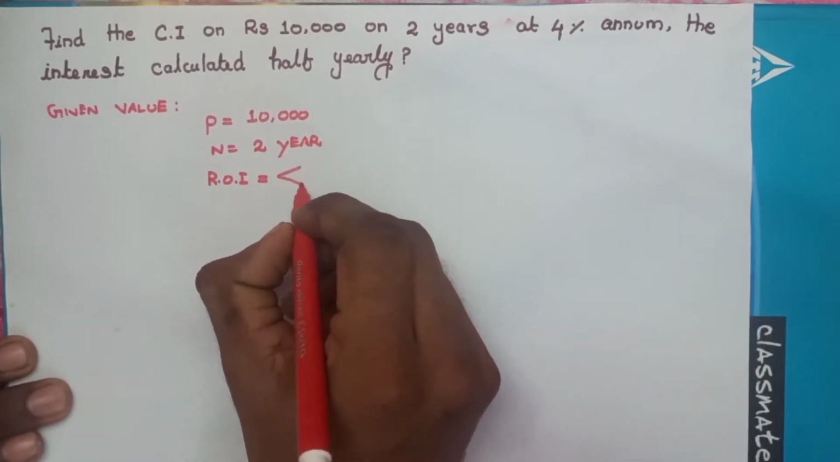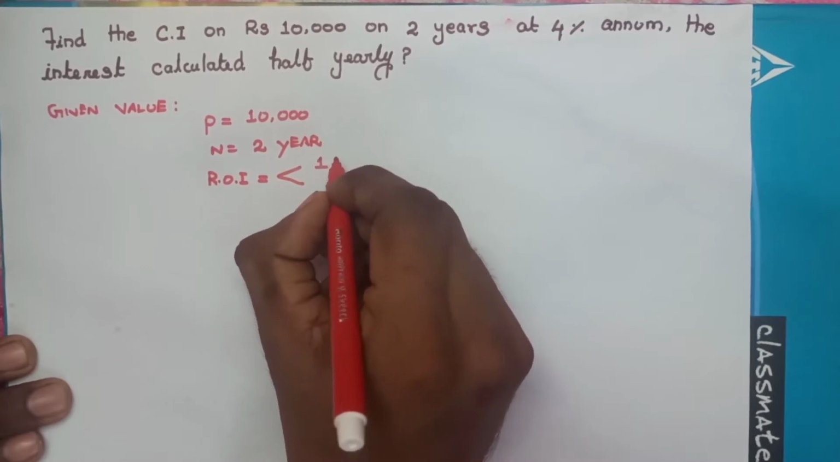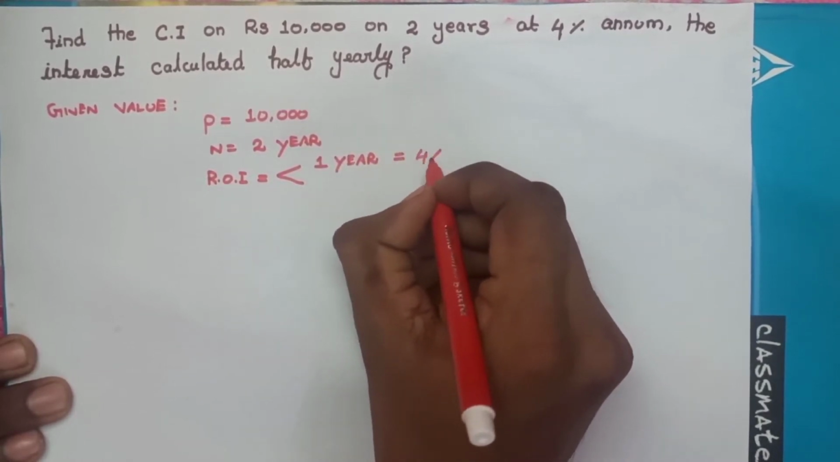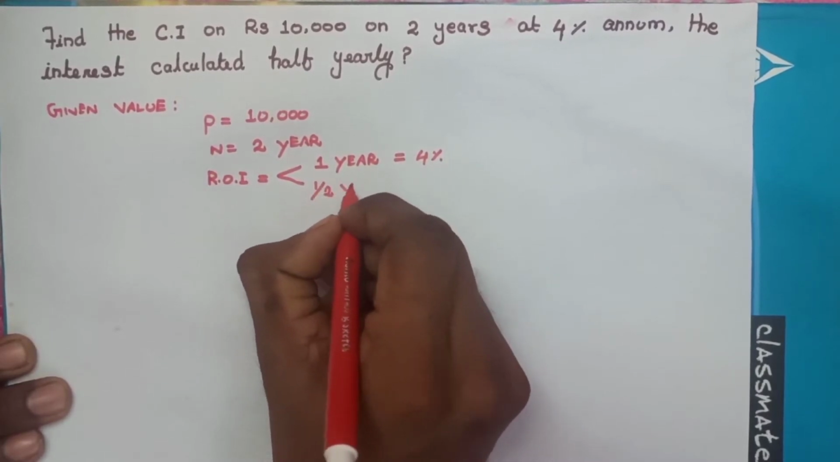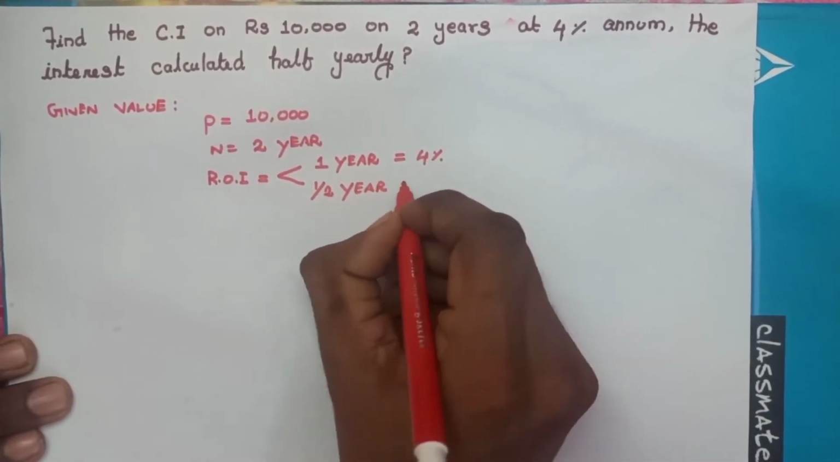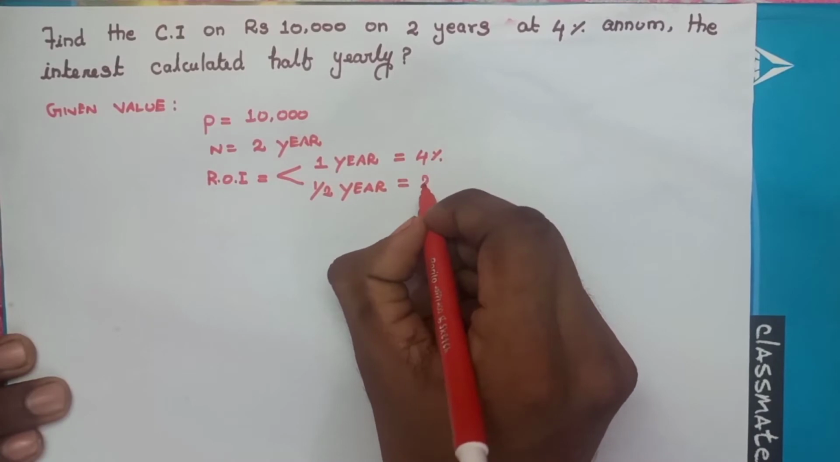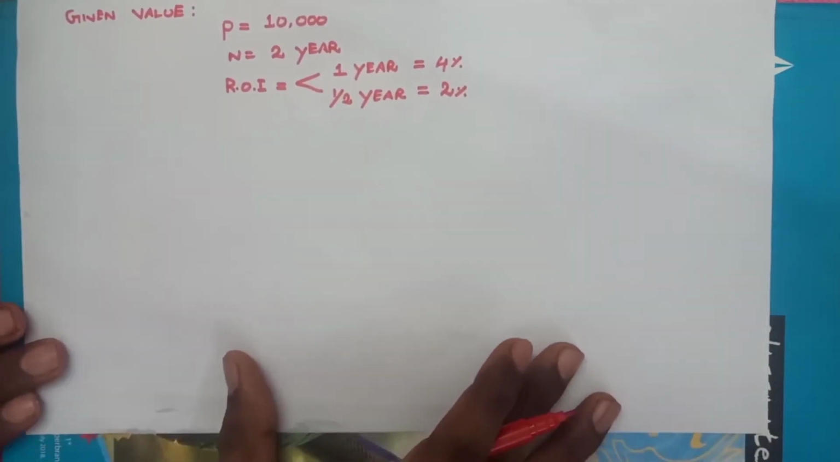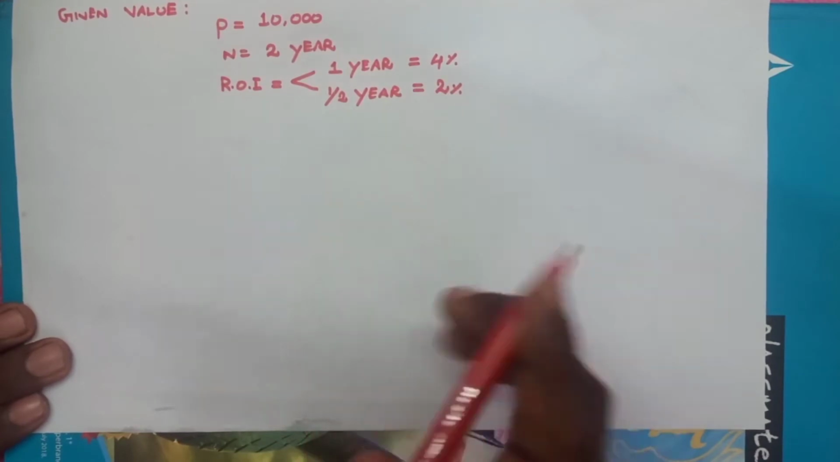So the 1 year rate of interest is 4%, then the half year rate of interest is 2%. Let me write the general table.